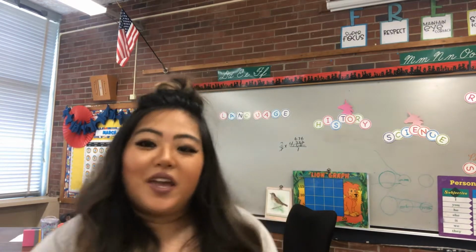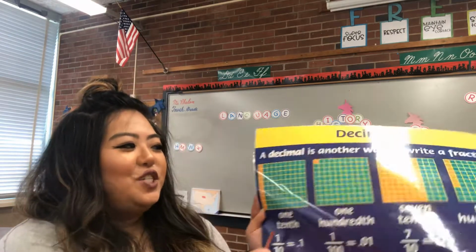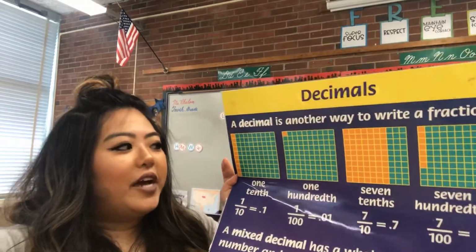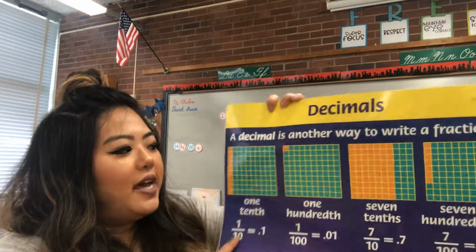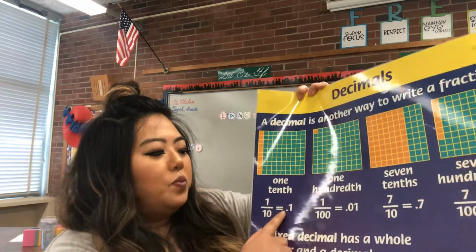Hi, we're gonna do a little review of decimals, so I hope you're ready. Let's take a look at this chart again. A decimal, don't forget, is another way to write a fraction. So if you have 1/10, you could also show it this way. 1/10 equals 0.1.